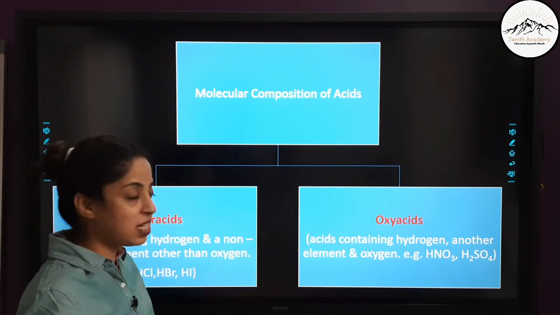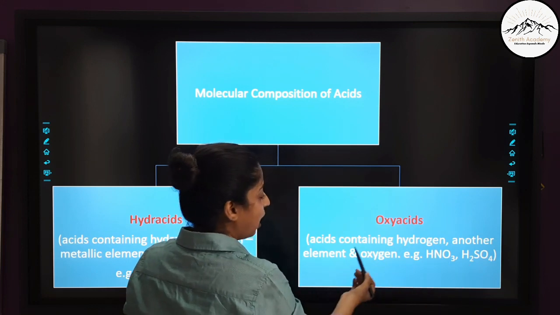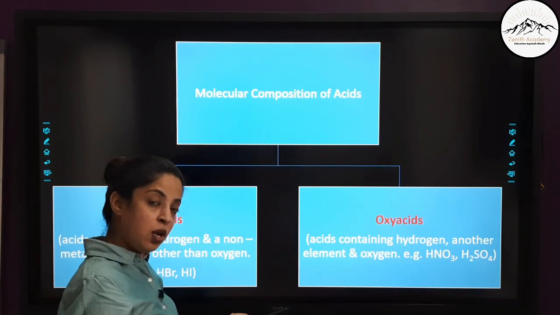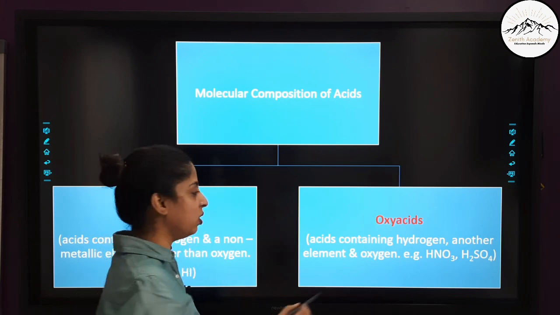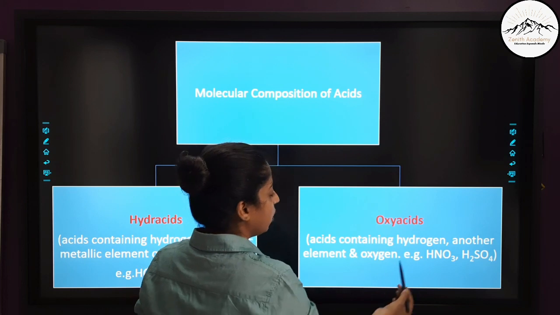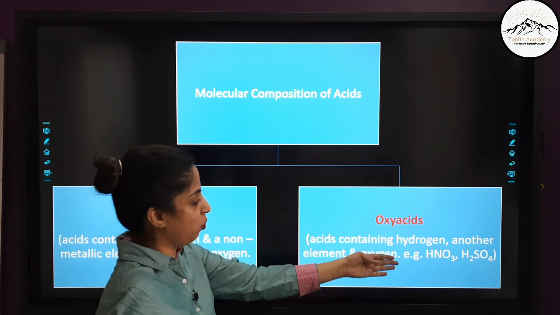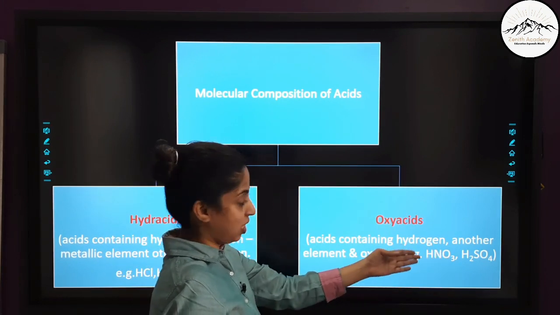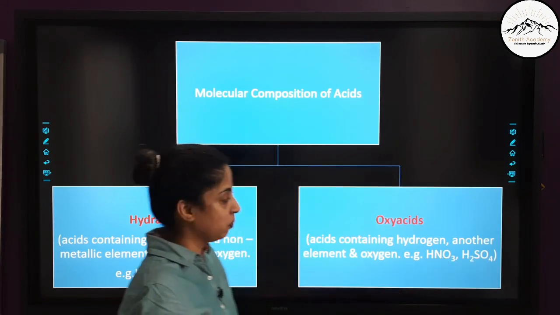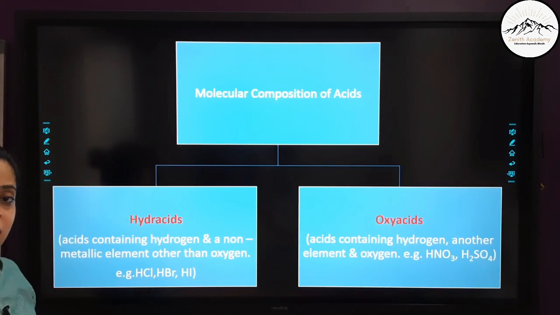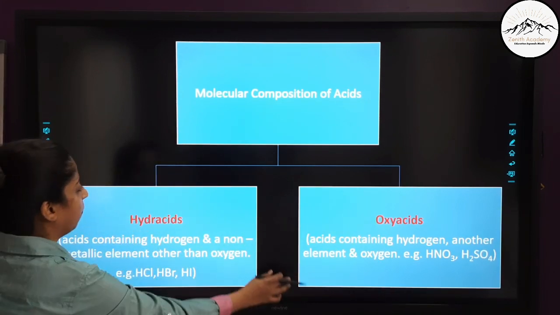Now what are oxy acids? The acids that contain hydrogen and another element along with oxygen. So there has to be hydrogen, but there has to be a presence of oxygen also along with another element. So HNO3 and H2SO4 are examples of oxyacids. Here you can see it contains H, it contains oxygen, and it contains nitrogen here and sulfur here. So on the basis of molecular composition, acids are divided into hydra acids and oxy acids.